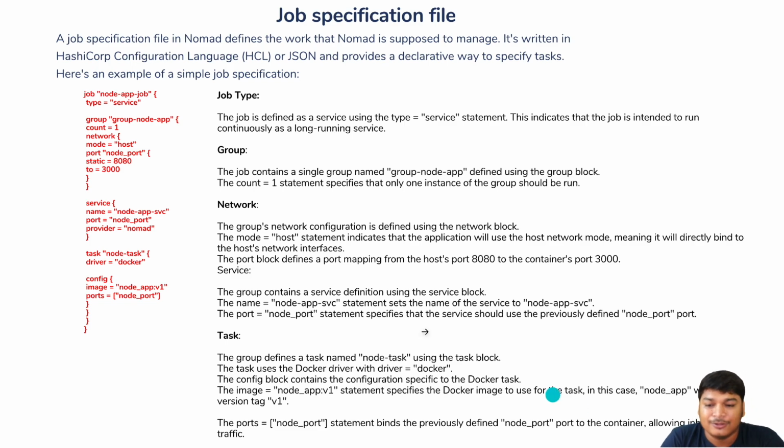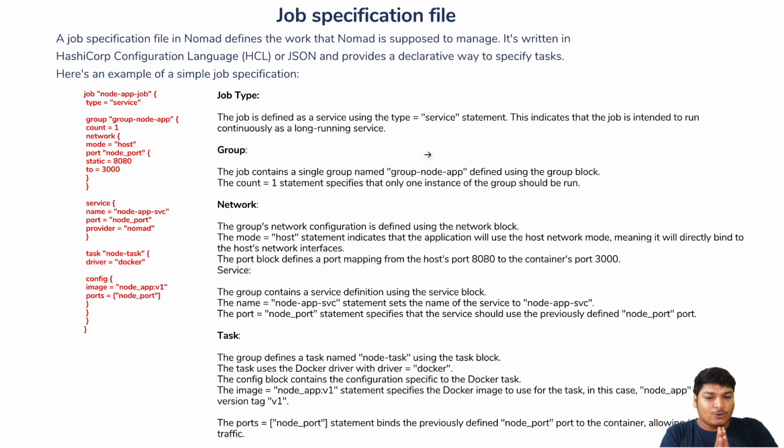Okay, let's understand it. So you can see there is a job type, okay, and that is service. So this job is defined as a service, using the type equal to service statement. It indicates that the job is intended to run continuously as a long running service. It's not like a one time run and exit. No, we don't want that. We want it to be continuously running, like web servers, like DB servers, like cache servers. Or the API server, web server, whatever you want to call it, the server you want to keep running. Those are the service types that you want to run.